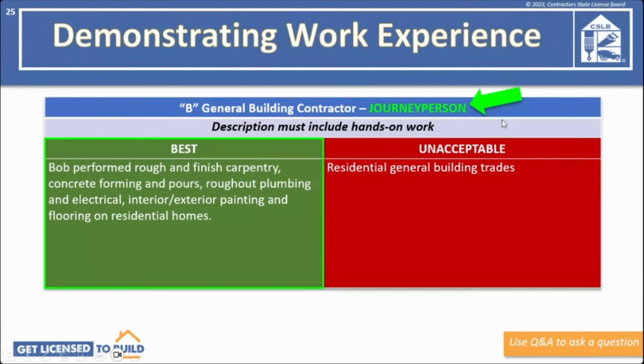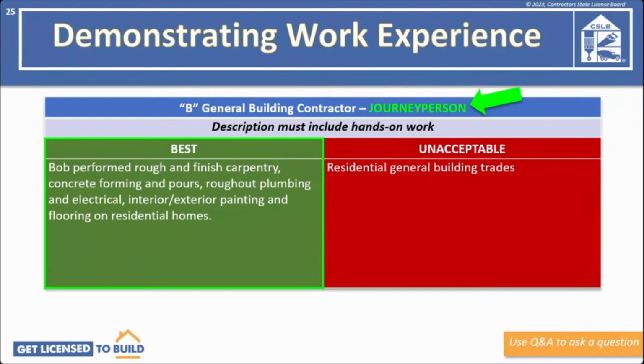Note, the work experience form should be completed by your certifier, someone who has knowledge and has observed your work experience for the classification you're applying for. That person does not have to be a licensed contractor. For example, our first example is for the Class B general building contractor.